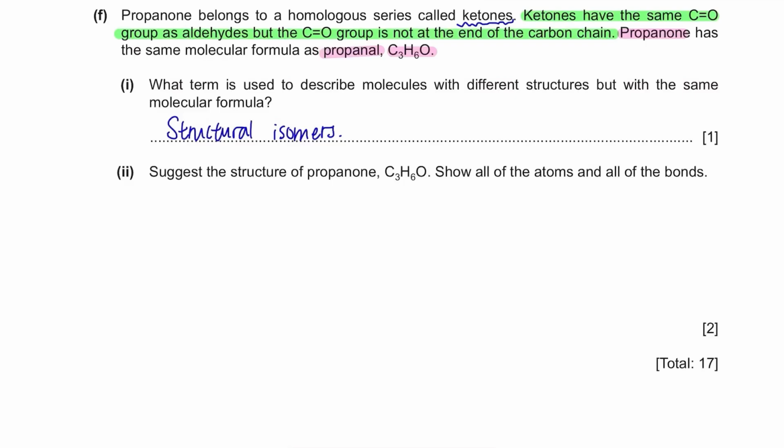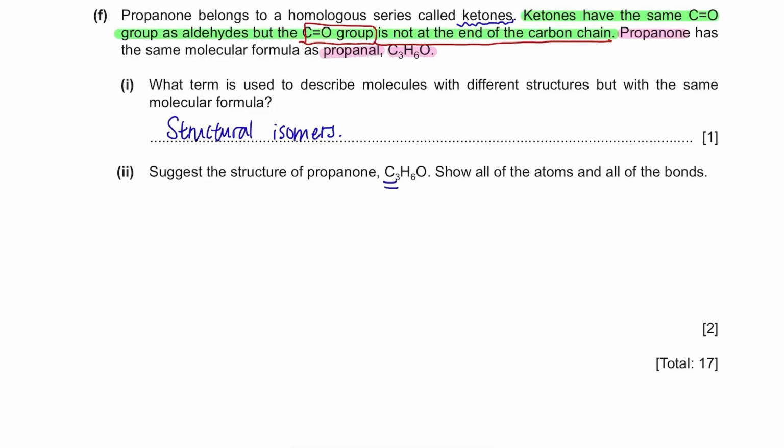Suggest the structure of propanone, C3H6O. Show all of the atoms and all of the bonds. Alright, don't panic. They gave us a hint in the question that the C-double-bond-O group is not at the end of the carbon chain, so it should be somewhere in the middle.